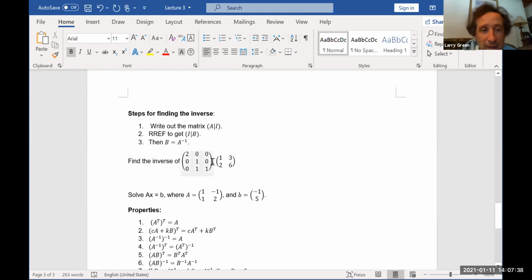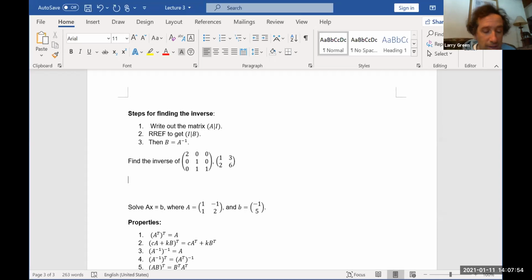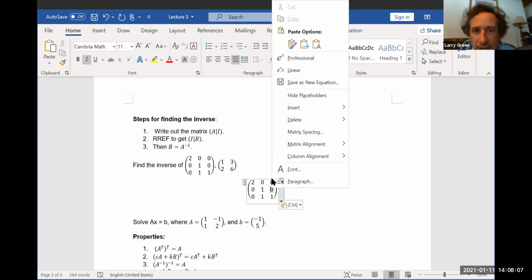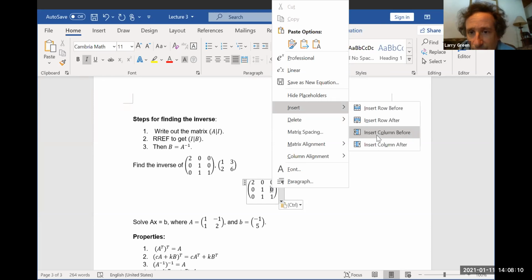But we could do a 3 by 3, and I'm doing a nice easy 3 by 3. So let's see if we can find the inverse of this matrix here: 2, 0, 0, 0, 1, 0, 0, 1, 1. Any questions on that? All right, so what I do is I need to take this matrix and I need to put in the identity to the right of it. So I'm going to insert some more columns.